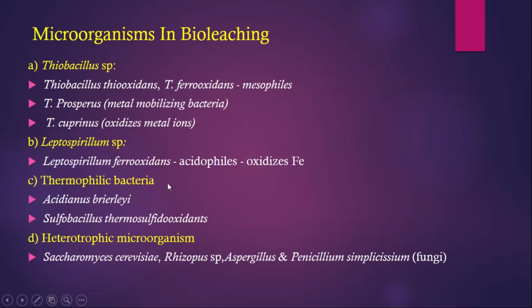In thermophilic bacteria, Acidianus brierleyi and Sulfobacillus thermosulfidooxidans are used. Thermophilic bacteria are able to withstand extreme hot conditions. In heterotrophic microorganisms, regarding fungi, Saccharomyces cerevisiae, Rhizopus, Aspergillus and Penicillium species are used.